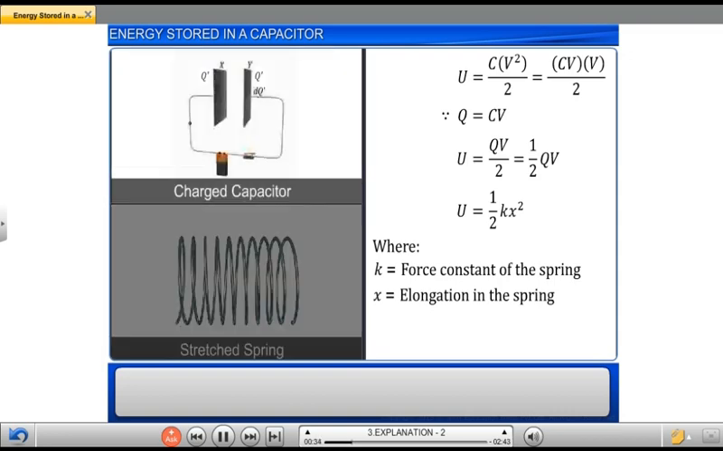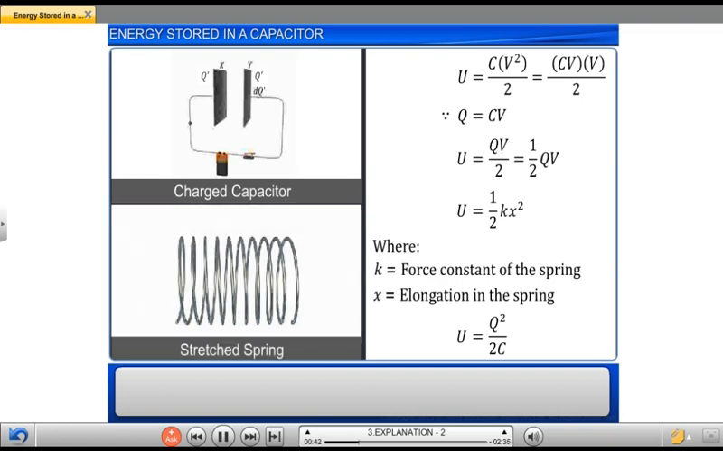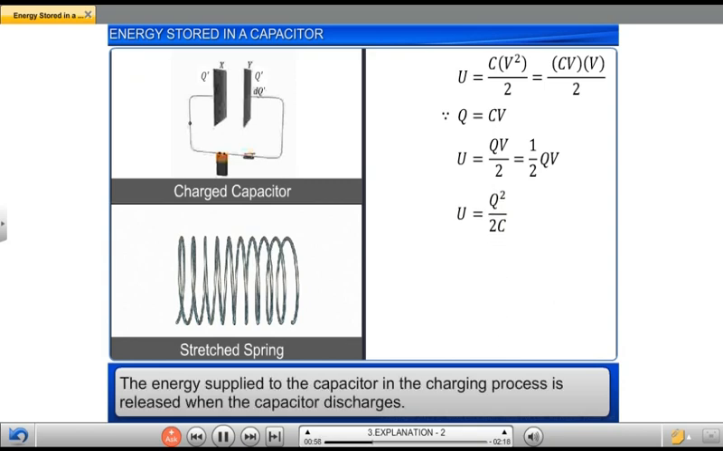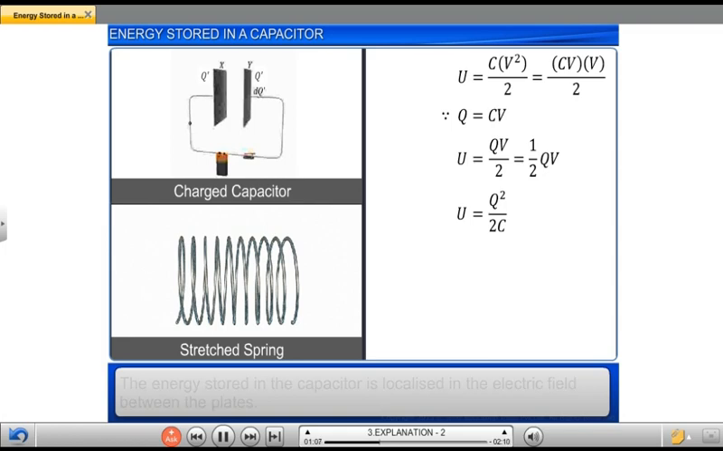Similarly, the capacitor, when charged, stores electrostatic potential energy U equal to Q squared by 2C. We see that the value of Q is analogous to the elongation x, and the value of 1/C is analogous to the value of the force constant k. The energy supplied to the capacitor in the charging process is released when the capacitor discharges. We can also say that the energy stored in the capacitor is localized in the electric field between the plates.